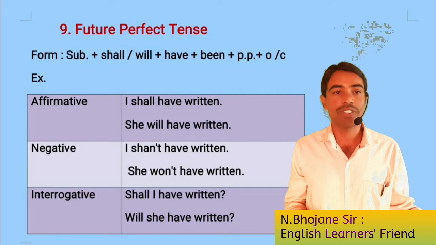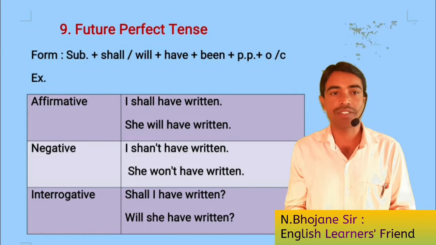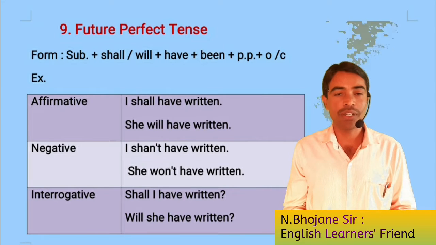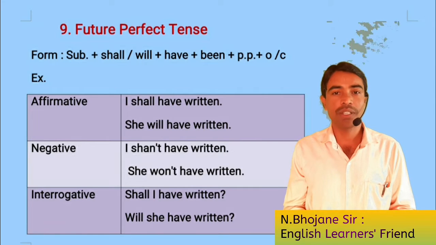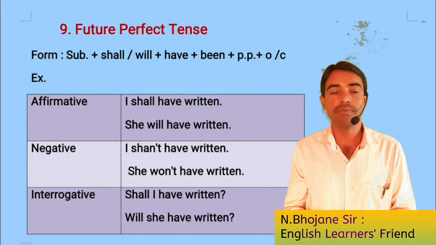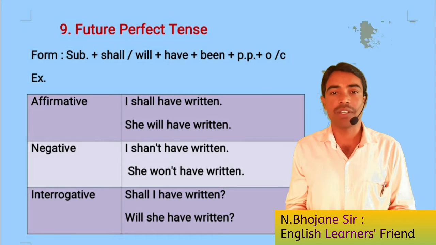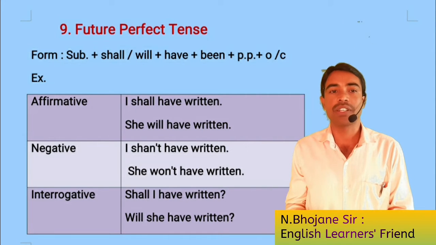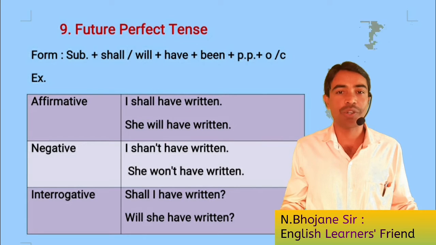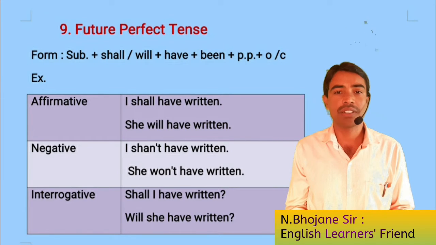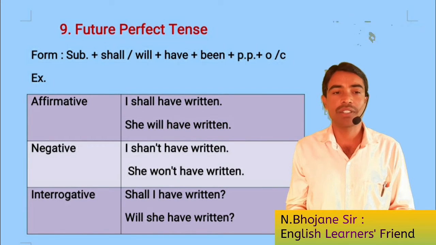Now, the next tense is future perfect tense. Look at the form: subject plus shall or will plus have plus past participle plus object or complement. Examples: affirmative sentences: I shall have written, she will have written. Negative: I shan't have written, she won't have written. Interrogative: shall I have written, will she have written?